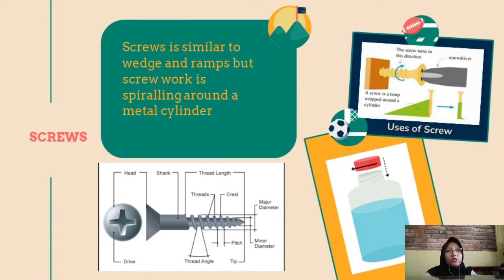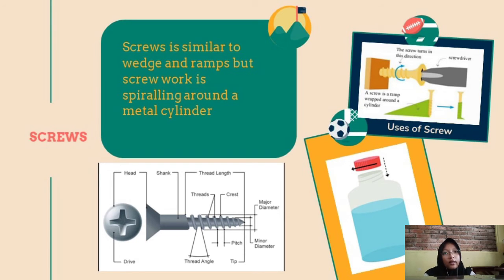Screws. A screw is similar to a wedge and a ramp, but a screw works by spiraling around a metal cylinder. In the picture below is the structure of a screw, and its function is like a rolled inclined plane. Each round of the screw pushes it little by little into the material.